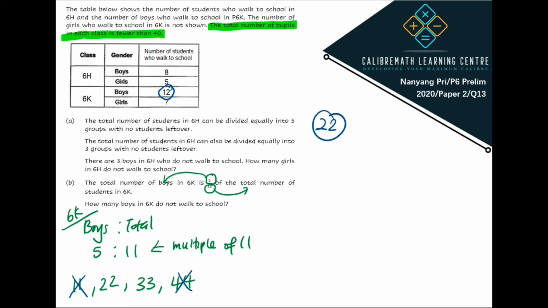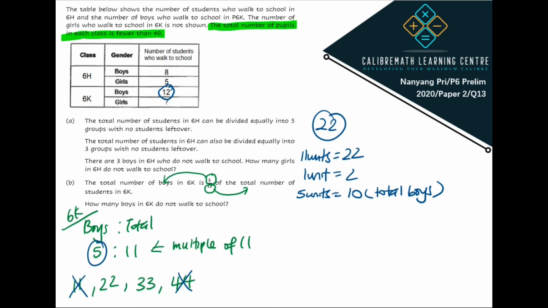So let's try for 22 first. If 11 units is 22, we'll know that 1 unit gives us 2. And because we know that there are 5 units for the boys, we can find out that 5 units give us 10. So that means that there are 10 boys altogether in 6K. So this 10 boys here refers to the boys who walk to school plus the boys that do not walk to school. So that actually can't be 10 because 10 is actually lesser than 12. So that's why 22 cannot be a possible answer.